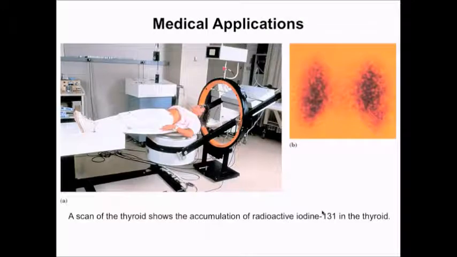So here's one where a person is having a scan of their thyroid gland. Here are the two lobes of the thyroid gland. And in order to see what's in here, this person has taken in some radioactive iodine-131. And we can see the energy that's being produced from that.